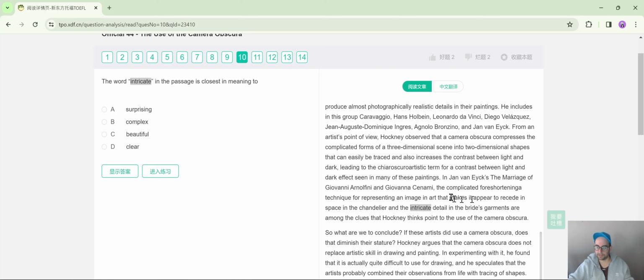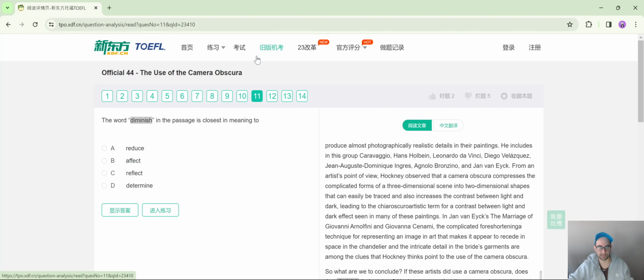So, okay, it appeared to recede in the space in the chandelier and the intricate detail. Well, there you go. Now I'm really confident. It's related to something that's complex, right? Surprising? No. Complex? Yeah, there we go. Check beautiful, clear. No, they're off. So choice B is the right answer.